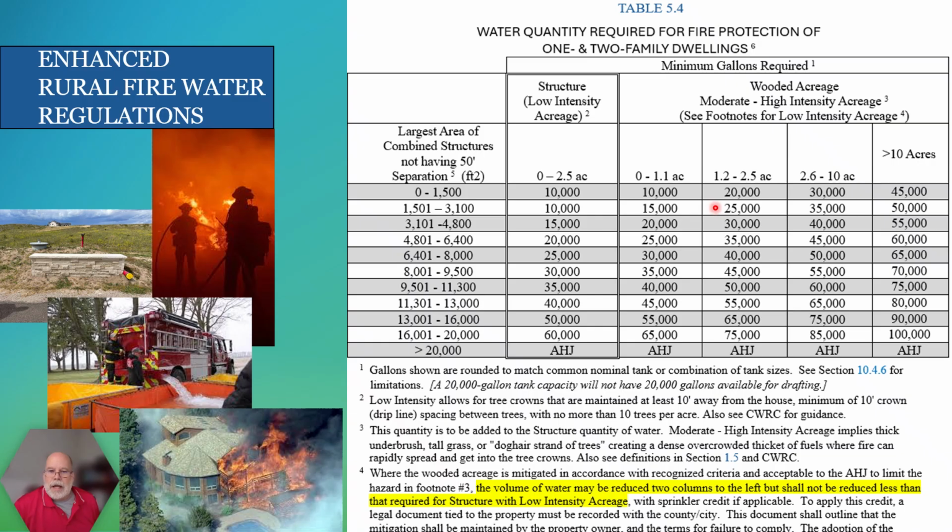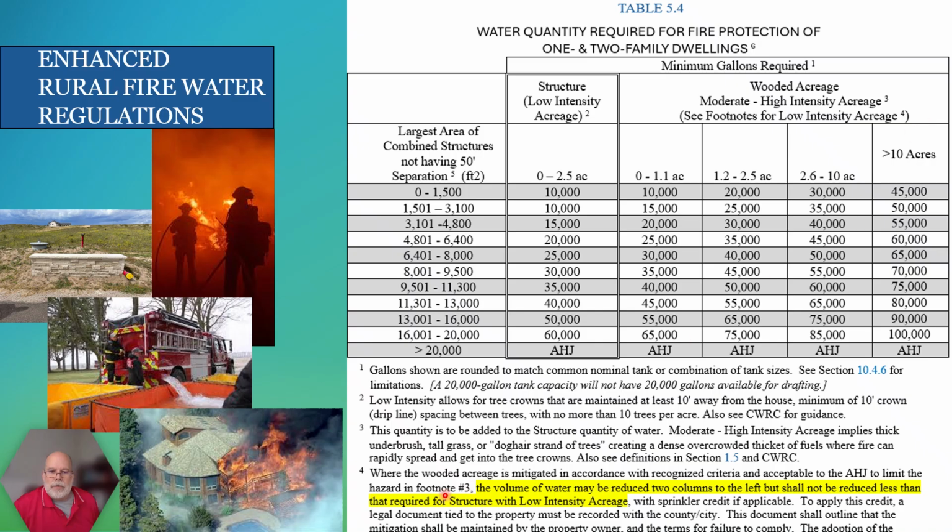Now let's say we have a 5-acre property. So we're on 5 acres and we're not going to mitigate to low hazard. Okay, we go in this range here. That puts us at 35,000 gallons. Now, if we're going to mitigate for low intensity, it says see footnotes for low intensity acreage. See footnote number 4. And there's other footnotes that apply as well.